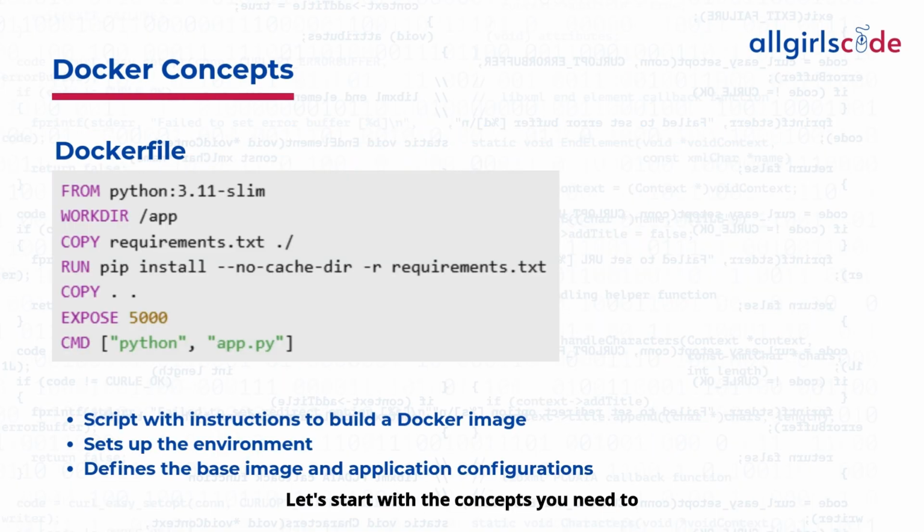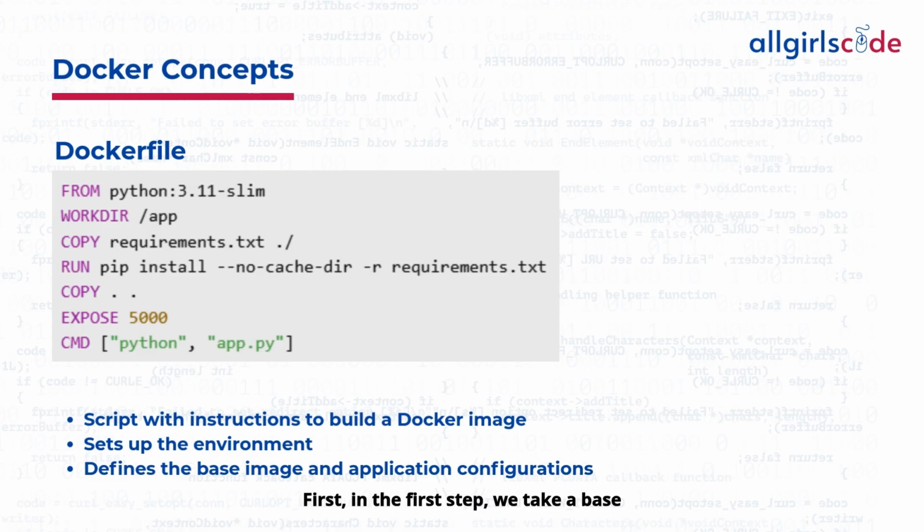Let's start with the concepts you need to know to work with Docker. A Dockerfile is a script with instructions to build a Docker image containing all that the environment needs to run the app. Let's have a look at the Dockerfile we will use in our application later on. Here the assumption is that we have a Flask Python app, app.py, which we want to be able to run anywhere. So we created this Dockerfile to construct an image for the app and its dependencies.